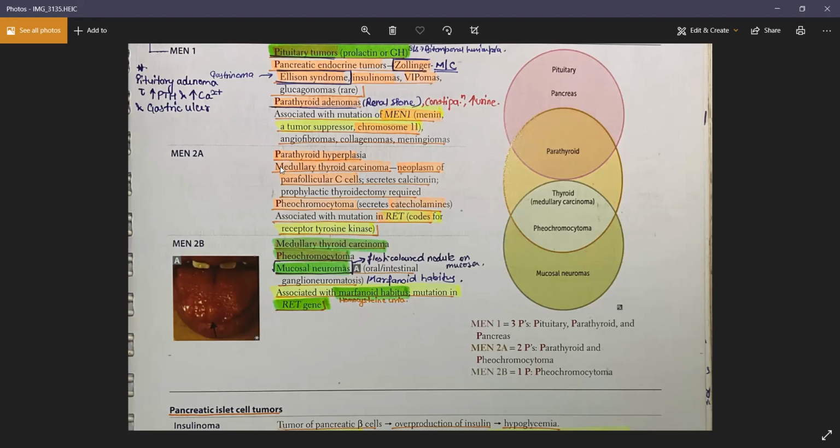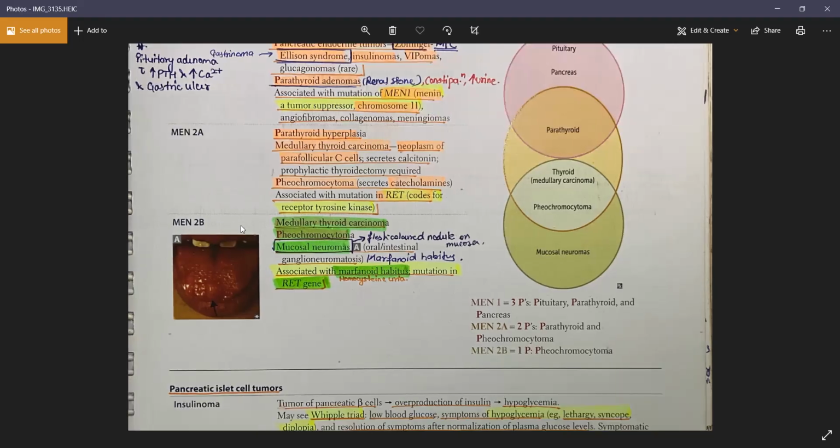You will have a tumor of the thyroid gland, which is the medullary thyroid carcinoma, a neoplasm of the parafollicular C cells. You will also have the pheochromocytoma, which releases catecholamines. For MEN2B, you have tumors in the thyroid and the adrenals, the medullary thyroid carcinoma and the pheochromocytoma, along with mucosal neuromas, which are neural cell tumors, or I can say Schwann cell tumors in the mucosa. Very important.